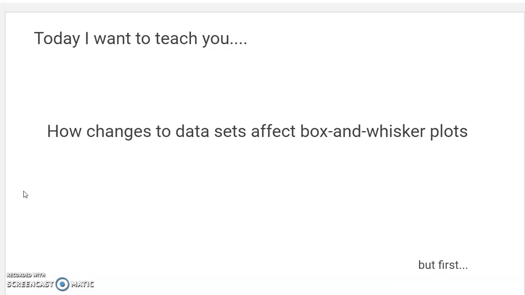Today I want to teach you how changes to data sets affect their box and whisker plots. So please make that the title on the next free page in your math notebook. When you've done that, mark it, close it, and concentrate.